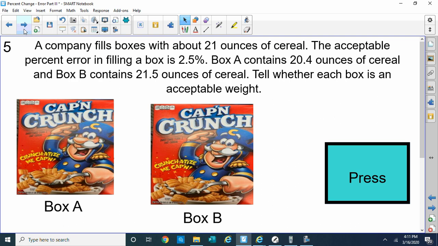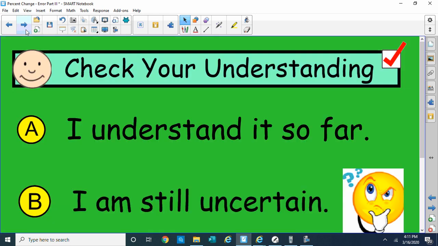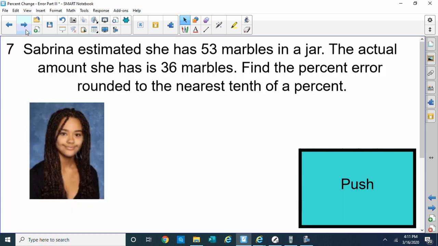Here we got another question for you. We have some cereal this time. So take a look and see which one is acceptable, box A or box B. Captain Crunch, one of my favorite cereals. So give it a shot. I hope you understand what's going on. If not, watch the video again, write down your questions, bring them in, and we'll go over it in class. Here's Sabrina. She has marbles, and we want to find out her percent error as well. So round it off also to the nearest percent.